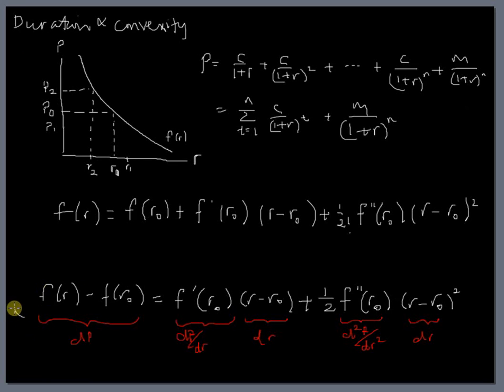Okay, so this whole function becomes dP equals dP over dr into dr plus half d squared P over dr squared into dr squared. Okay, so it becomes a familiar function when we divide this whole thing by P.